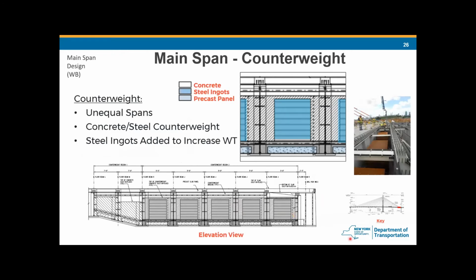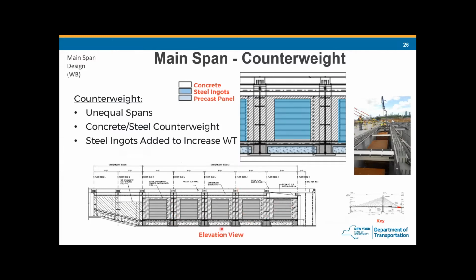And due to the unbalanced length between the main span and the back span, we have a counterweight designed and constructed at the end of the side span. And this is a section view of the counterweight, and this section is cut between the edge girders. And you can see this is the location of the forebeams.